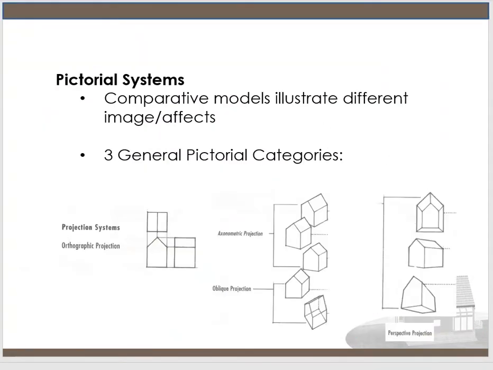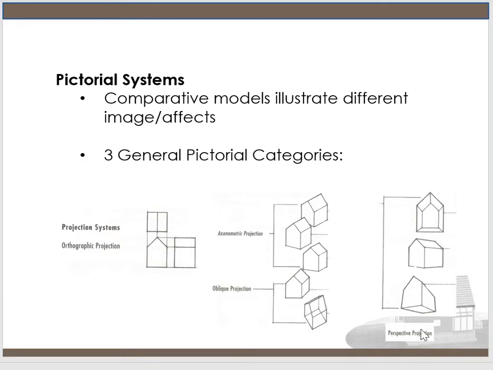So in our pictorial systems, we have different models that have different effects. Once again, these are the three general characteristics. And this is basically a review. We use orthographic projection, remember, for our plan and multi-view drawings. We also have our axonometric projection and our oblique projections. So we use orthographic projections to help us with some of these drawings.